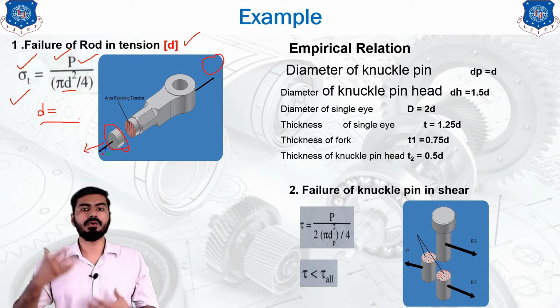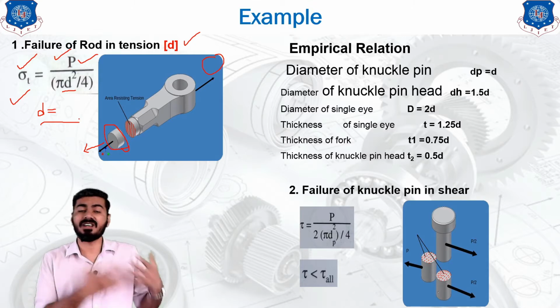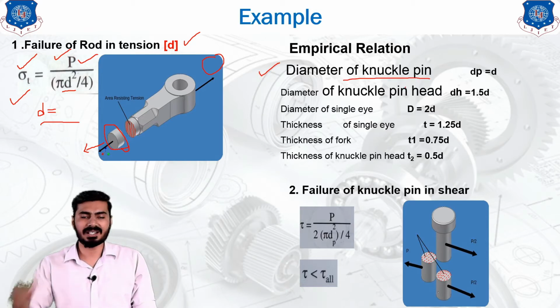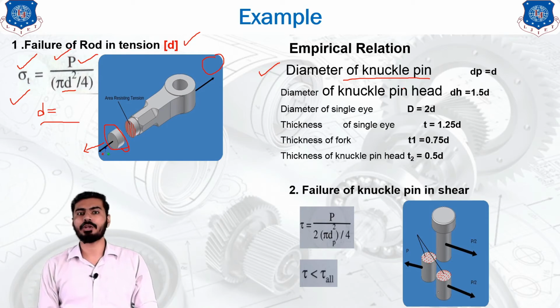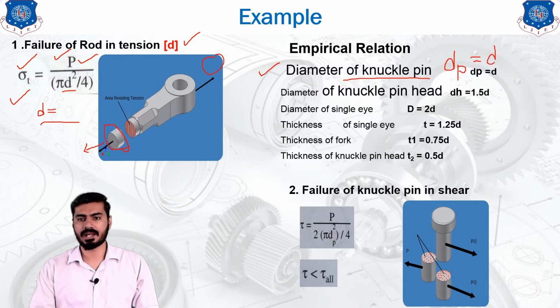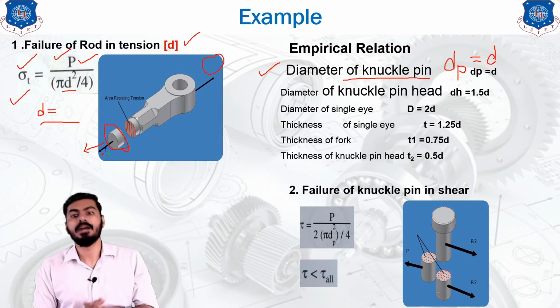Now we will see a few empirical relations which will be helpful to determine the dimensions of the other components. For example, the first component is the diameter of the knuckle pin. We are inserting a pin which has a cylindrical shape, and that's why the diameter of the knuckle pin, represented by d suffix p, is important to calculate. So dp equals d. That is the first empirical relation: the diameter of the knuckle pin is equal to the diameter of the rod, which is not necessary.